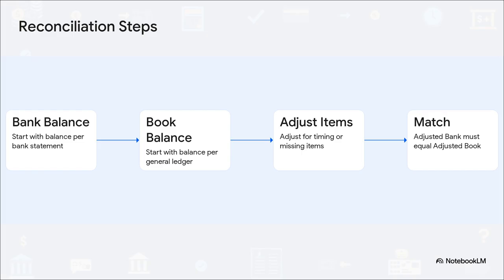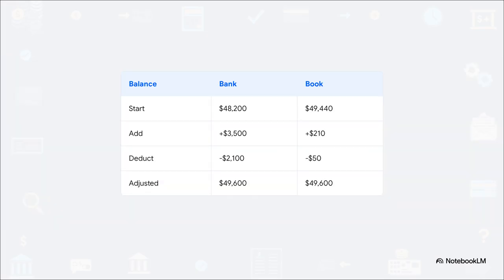Your adjusted bank balance absolutely must equal your adjusted book balance. If it doesn't, you've got an unreconciled difference and you cannot close the period until you hunt it down and investigate. Let's put this into practice with a simplified October month-end example.